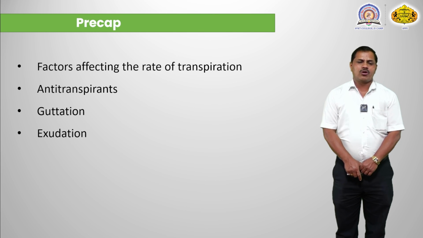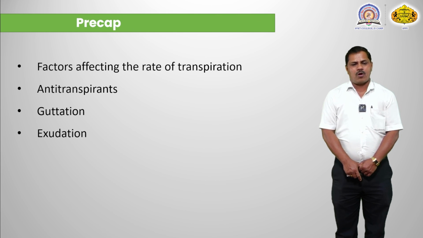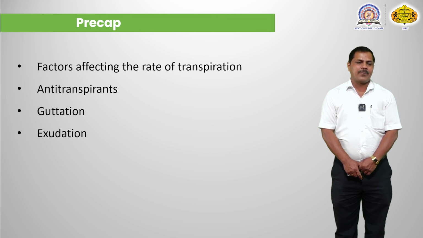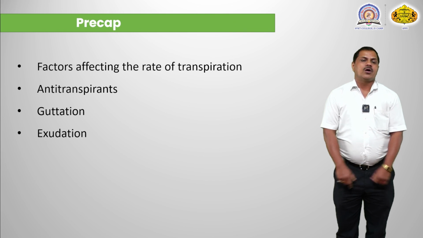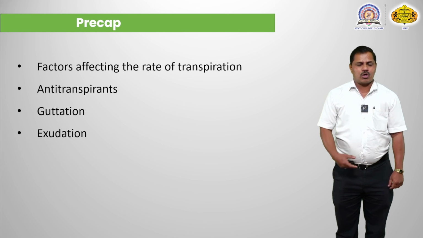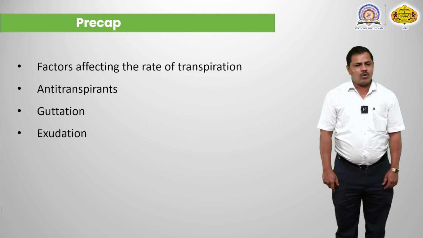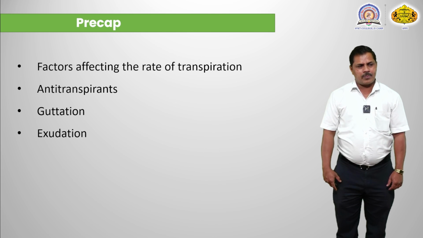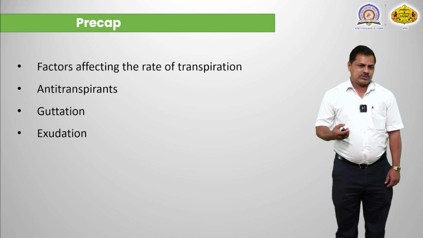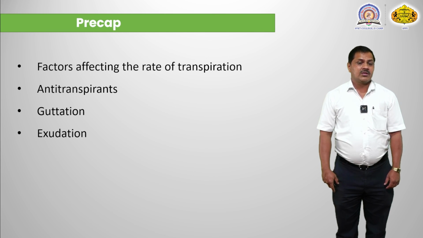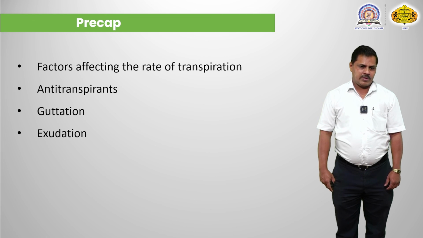With guttation, there is a loss of water molecules in liquid form through the marginal portion, where there are certain openings or apertures called hydathodes, or water stomata. This hydathode, or water stomata, loses water to the outside in liquid form at the marginal portion. This is called guttation. Or certain plants can lose substances, such as gum or other substances, through them. But this is harmful for plant growth and development.